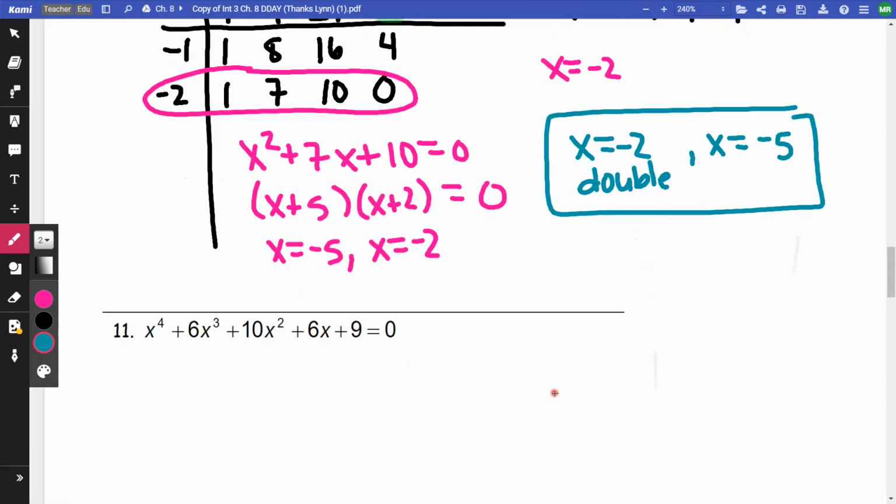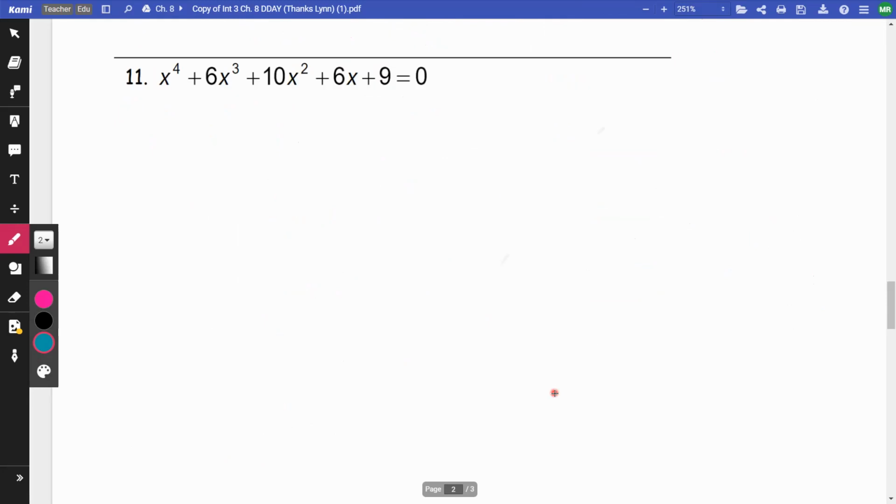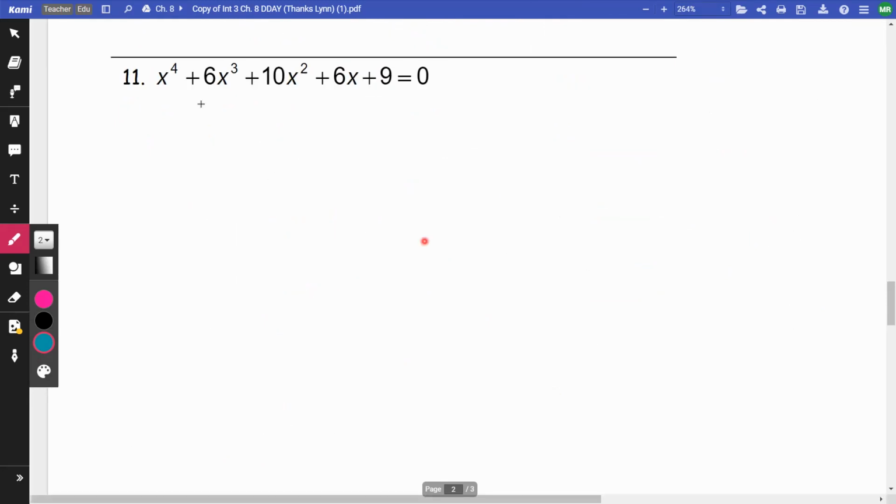11. So this one's a degree 4. I should be getting 4 answers. And I'm going to have to do synthetic division once to get it down to degree 3, and then again to get it down to degree 2. But my Q is a 1, which makes these be all integers that I'm going to be dealing with.